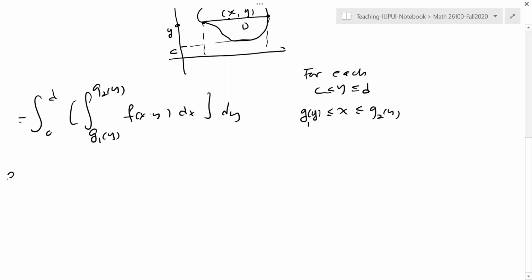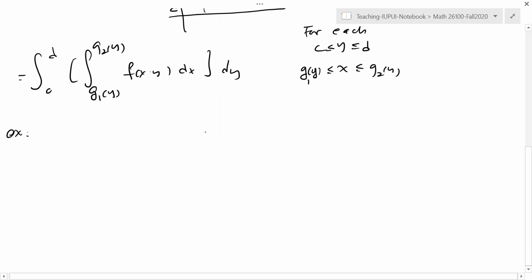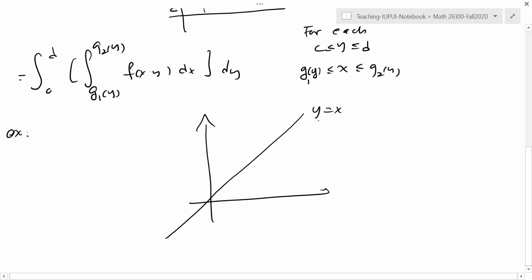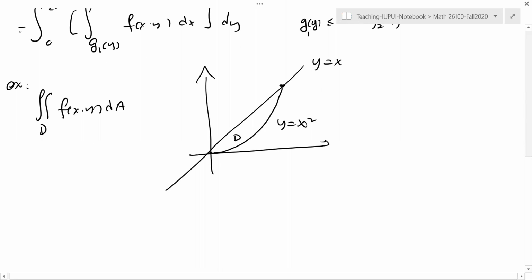So here's an example. This is a line, y equals x, and this is a parabola. You are given these two curves, and this is D. Here's a double integral. Set up two iterated integrals for this double integral. How do you do that? Clearly, the first one is for dx, so x is clearly from 0 to 1.